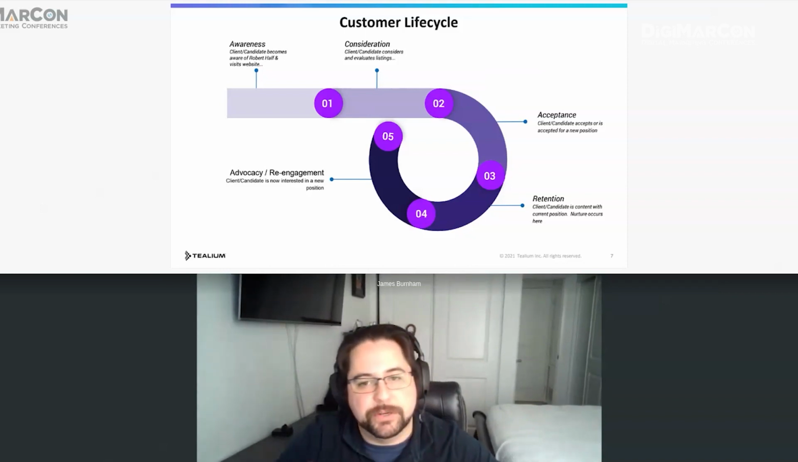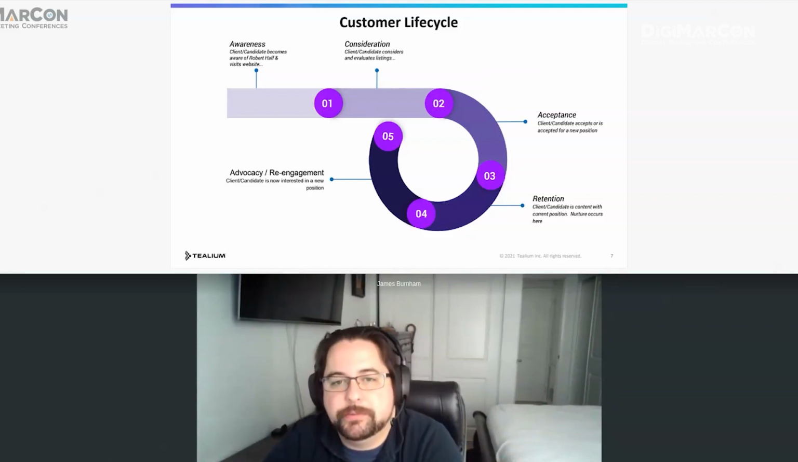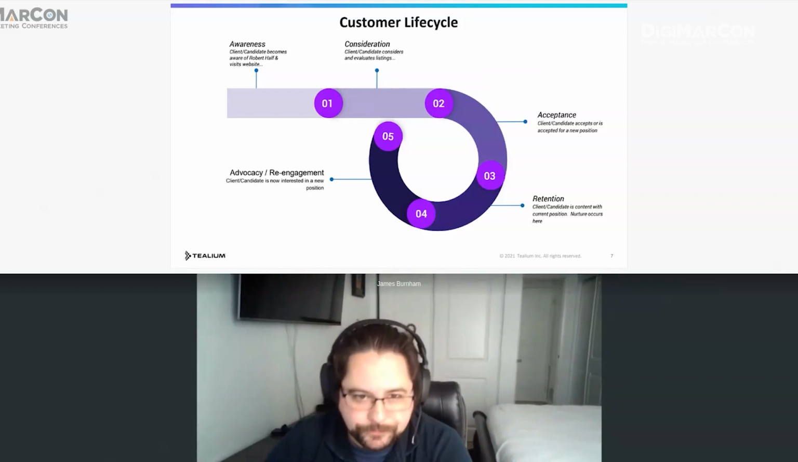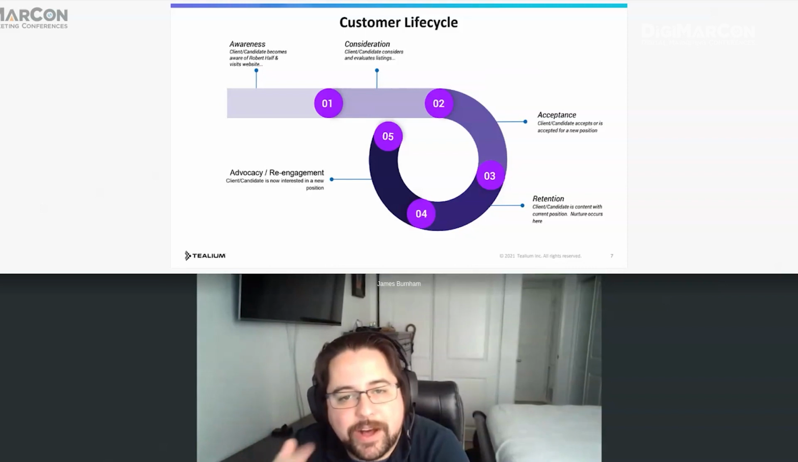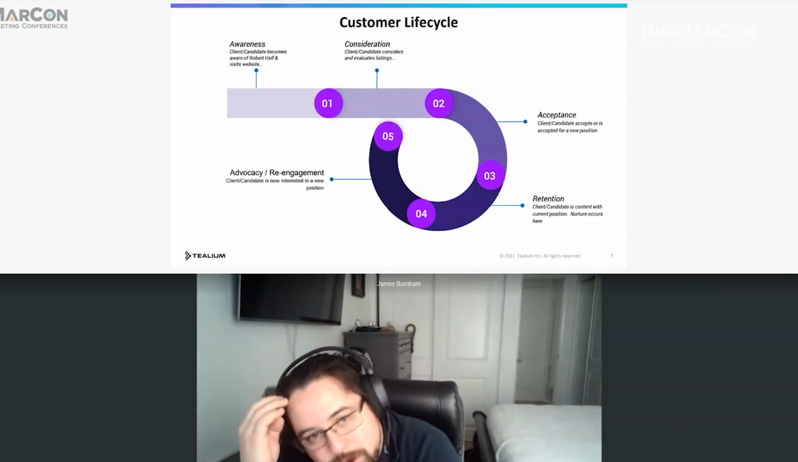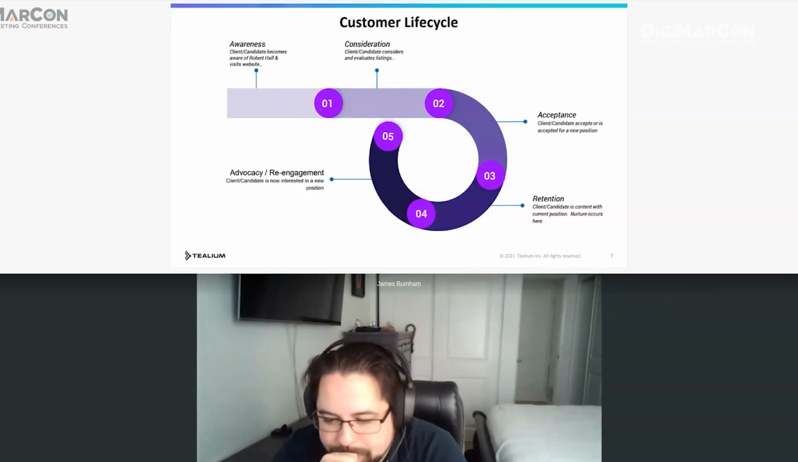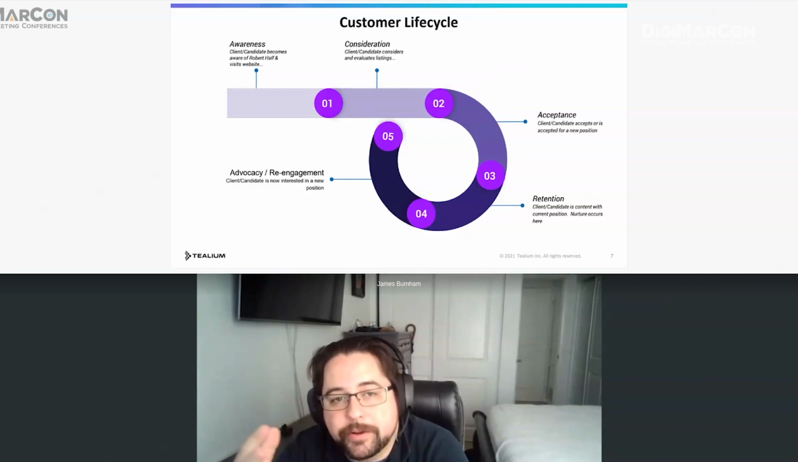The life cycle itself is built out, and this is very general, obviously, but we tried to make it somewhat one size fits all. It's built out in about 5 steps.